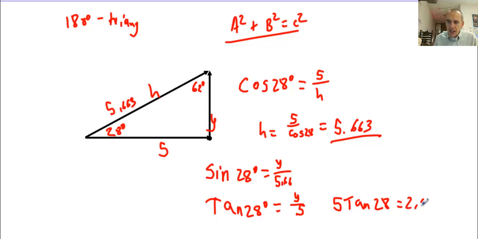Okay. And again, I should stop to make sure that this answer makes sense. Well, this is clearly the shortest of the three sides. It's across from the smallest angle. Yes, that answer does make sense. Okay. So solving a right triangle is a pretty simple thing.